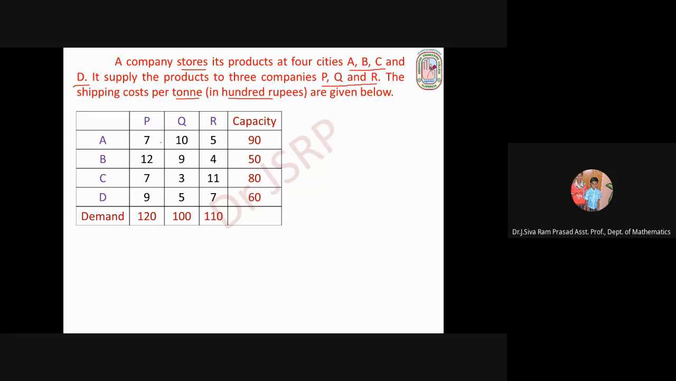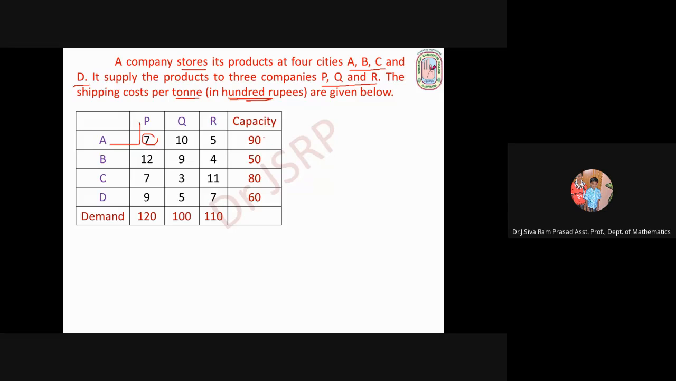Okay. For example, this entry means from city A to company P per 1 ton, transportation cost is 700 rupees. So this is 7 means in 100 rupees. Okay. So that is the meaning of this.